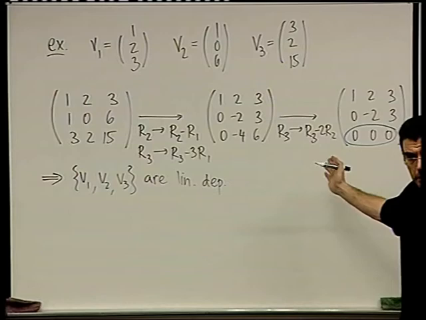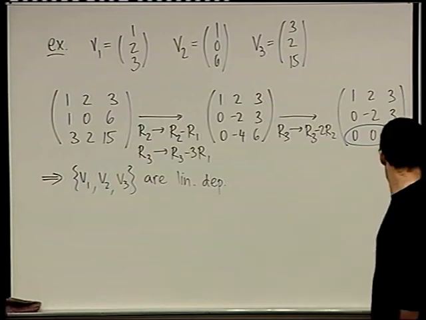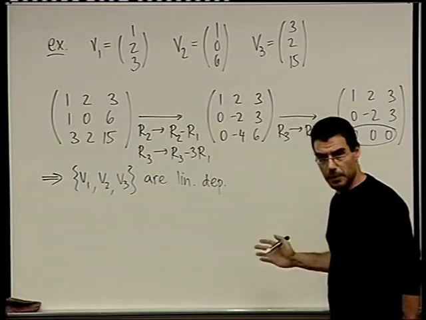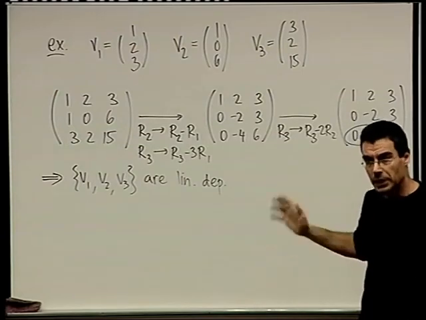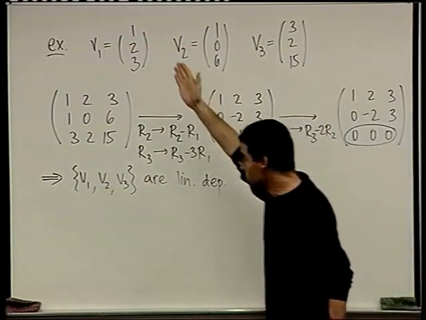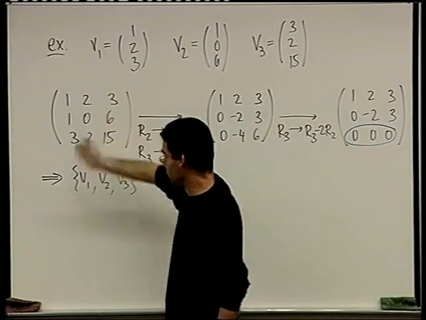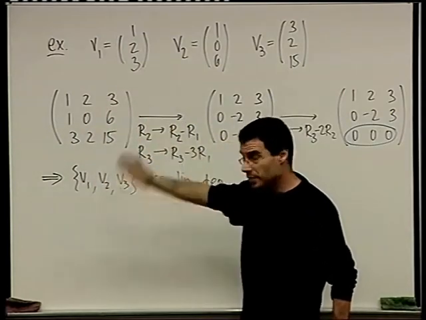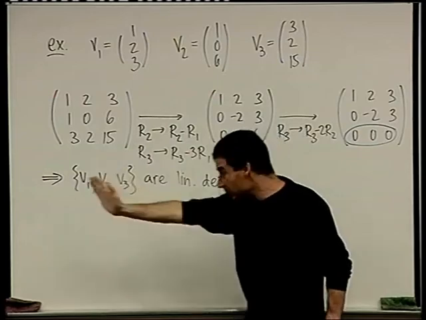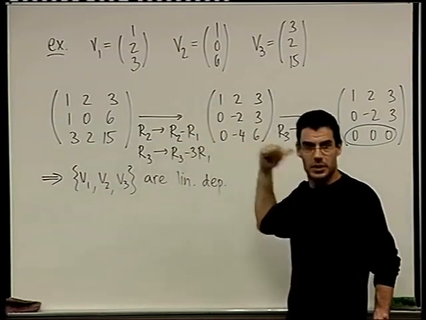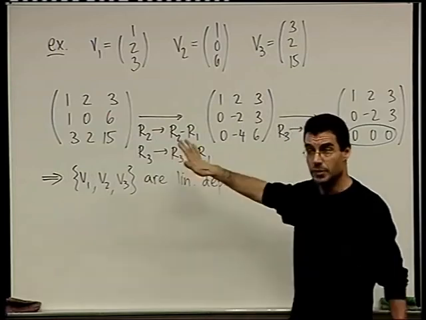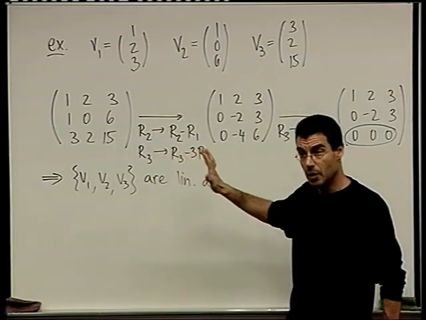So again, this looks like a mystery. We of course got the same conclusion that we had previously, but why? Why did this work? You can notice that we did something completely different here. In the previous method, we put the vectors as columns and did row operations. Here we put the vectors as rows and did row operations. This is completely different. We're doing something different.